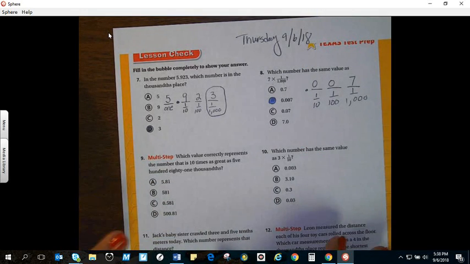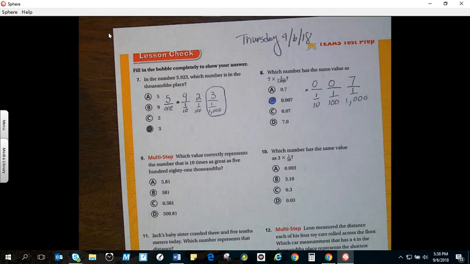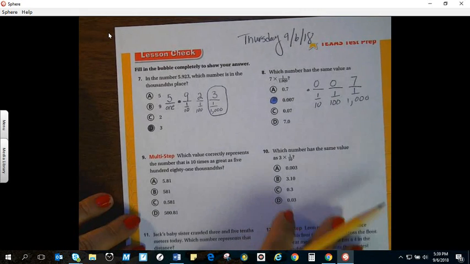Let's look at number 9. So far, if we're okay. If you are still confused, come see me in the morning at 7:15. Get your breakfast, bring it on over, tell them you're here for tutoring.